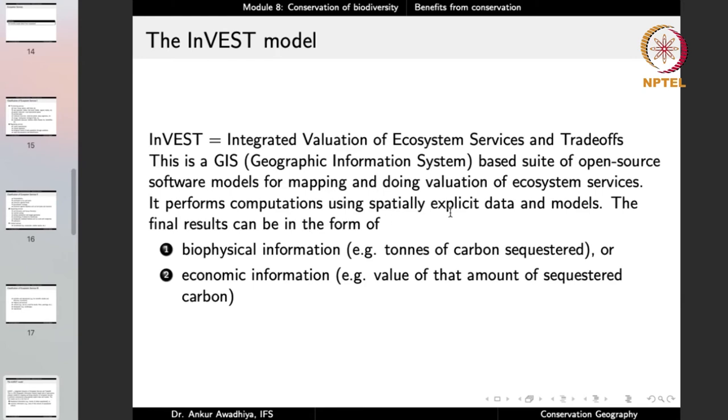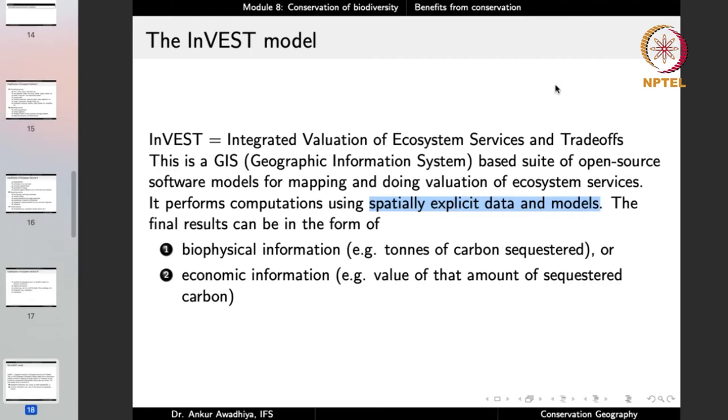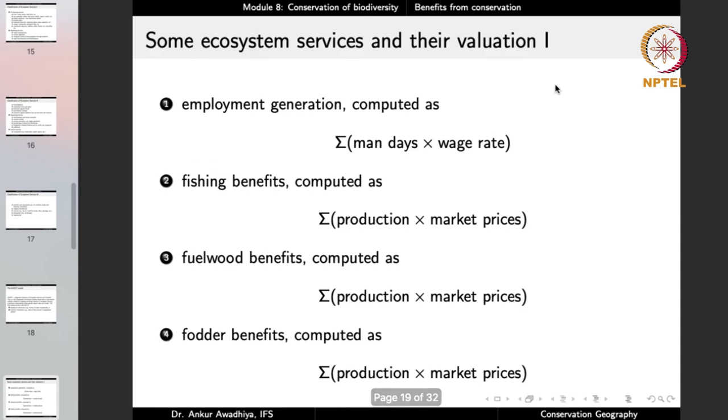It performs computations using spatially explicit data and models. Because this is GIS based, the data and the models are mostly spatially explicit. That is, they make use of positional information. And we can get final results in the form of biophysical information, such as tons of carbon sequestered, or economic information, such as the value of that amount of sequestered carbon. So with this background, let us now have a look at some ecosystem services and how we do their valuations. The first ecosystem service is employment generation.